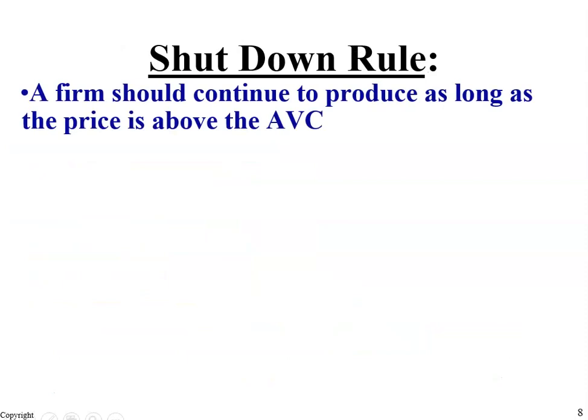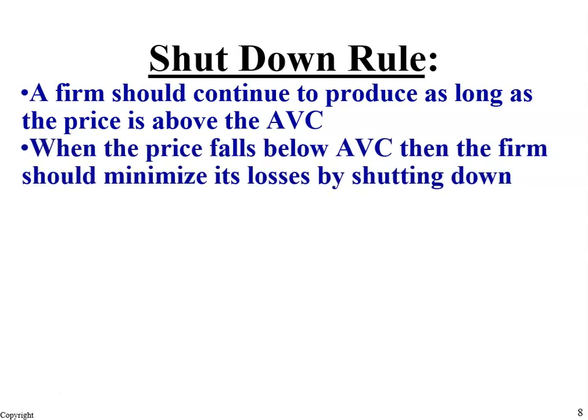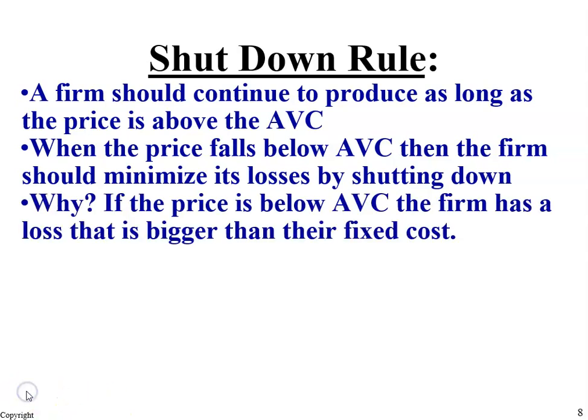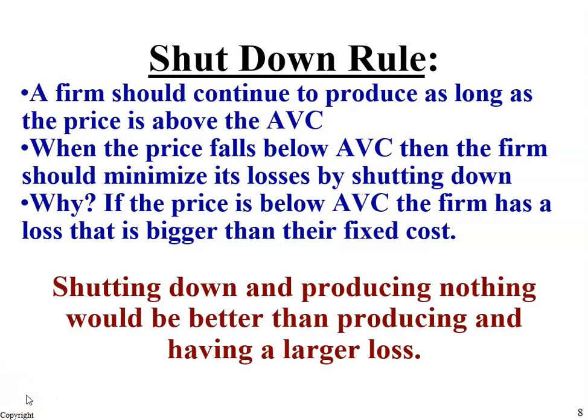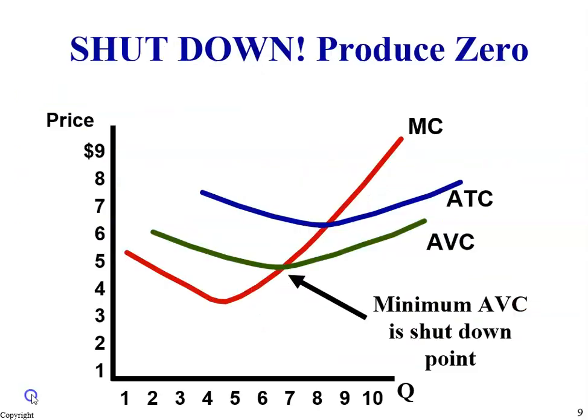The shutdown rule is that a firm should continue to produce as long as the price is above the average variable cost. When the price falls below average variable cost, then the firm should minimize losses by shutting down. This makes sense because if the price is below average variable cost, the firm has a loss that is bigger than their fixed costs. So shutting down and producing nothing would be better than producing and having a larger loss. So shut down and produce zero if the price falls below this point.